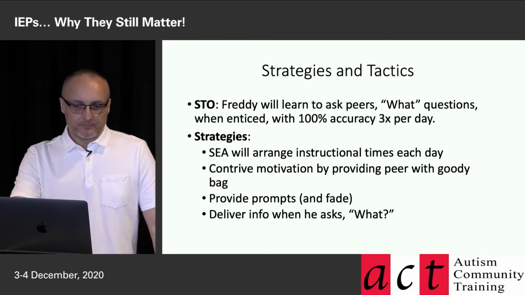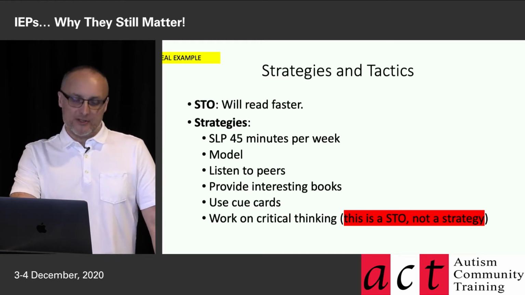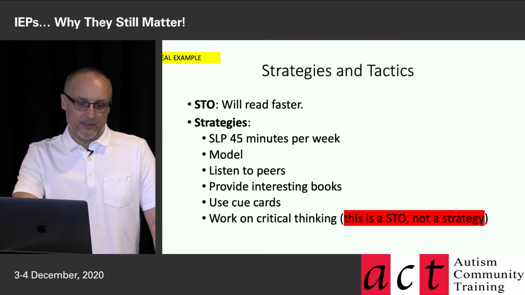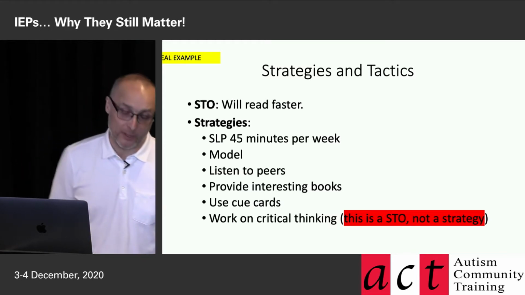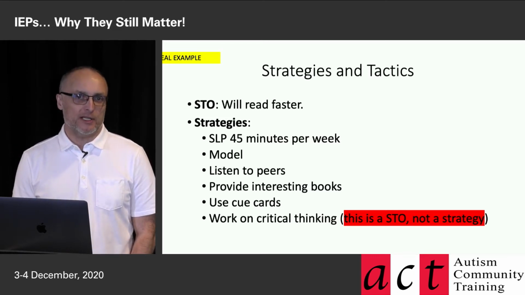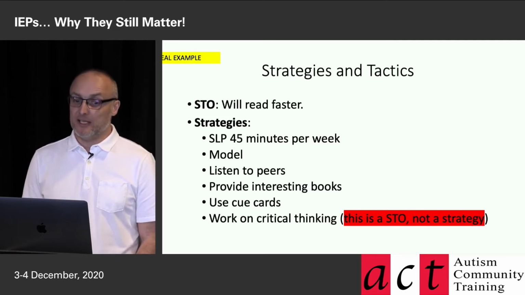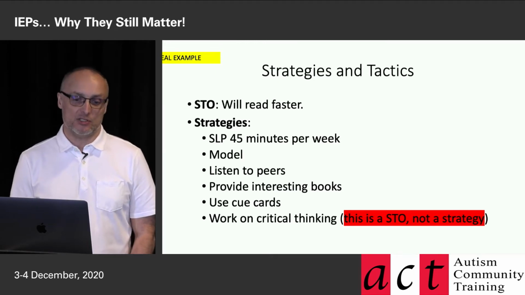So moving on, another example. Here's a bad STO with some poor strategies. We'll read faster. The strategies are speech-language pathology, 45 minutes per week. As I've said countless times now, the greatest predictor of learning is the number of response opportunities. If you're limiting it to 45 minutes once per week, that's going to be insufficient.